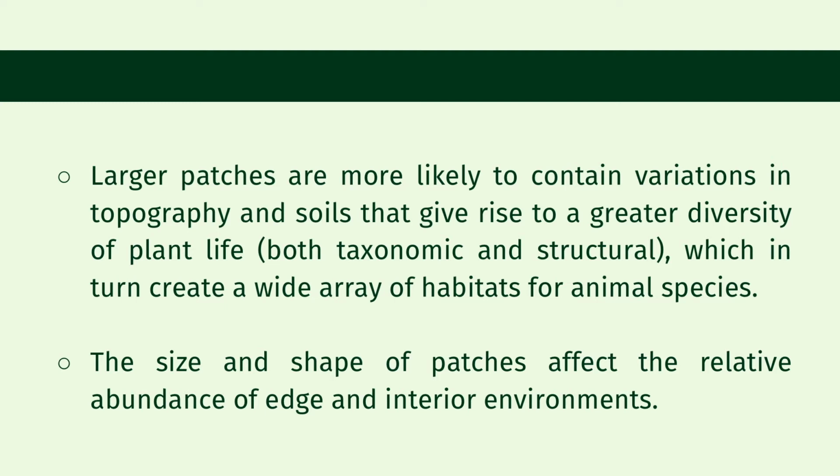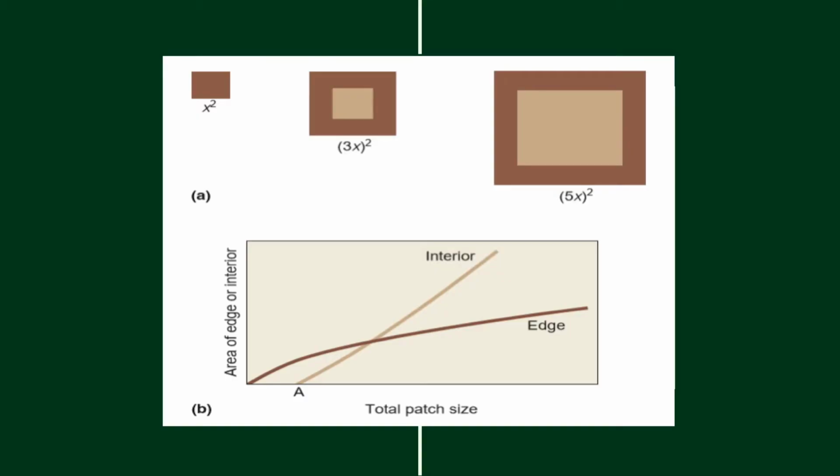Another feature of patch size relates to the difference between the habitats provided by edge and interior environments. The size and shape of patches affect the relative abundance of edge and interior environments. In Figure A, assuming that the depth of the edge remains constant, the ratio of edge to interior decreases as the habitat size increases. When the patch is large enough to maintain shaded, moist conditions, an interior begins to develop.